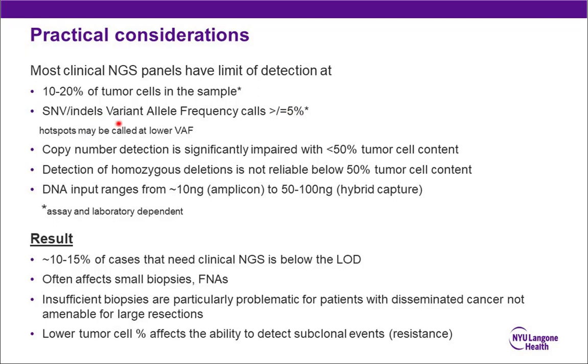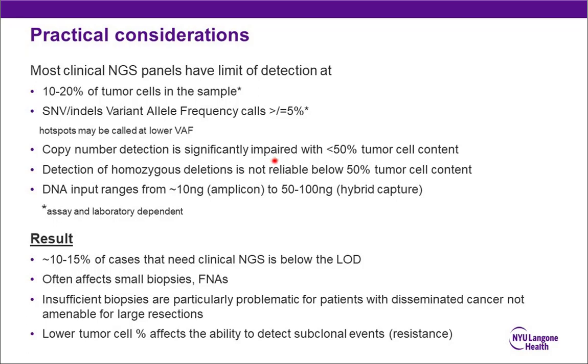Some institutions call hotspots down to 2 or 3%, but that's becoming a little bit complicated because you're dealing with a false positivity ratio. So let's say that our threshold would be 5% and 10% of tumor cells, which means if there's a heterozygous driver mutation, which would be present in 50% of your tumor reads, at 10% tumor cell percentage, you'll be able to detect a 5% call. Copy number detection is significantly impaired once you go below 50% of tumor cell content, and I would say the detection of homozygous deletions is not reliable under 50% of tumor cell content, and I will show in one of our experiments how DEPArray can help with that.